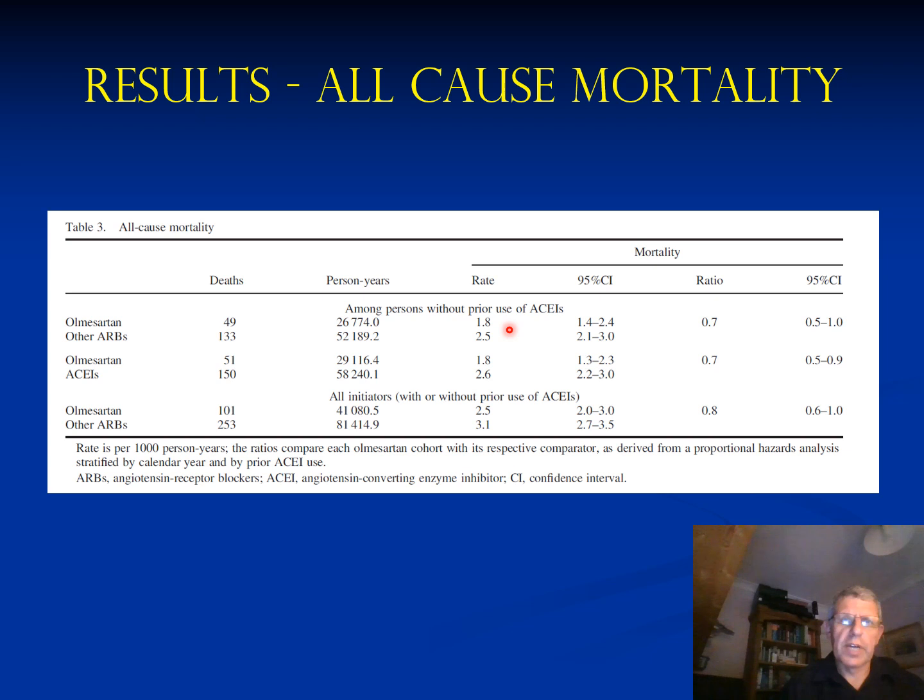Here's the mortality rate for olmesartan, here's the mortality rate for other ARBs and ACE inhibitors. In each case, it's slightly lower for the olmesartan, and there's nothing to indicate a higher mortality rate.